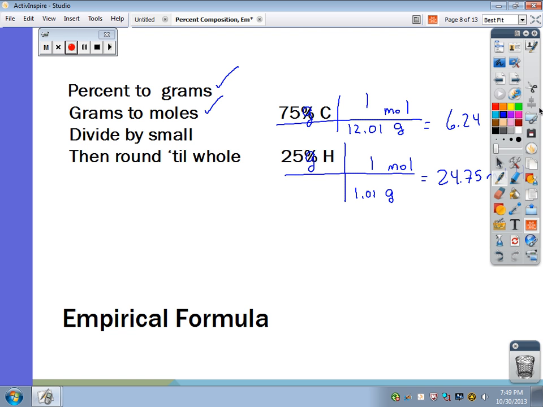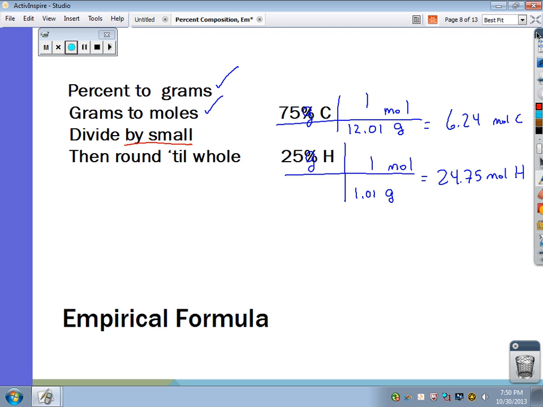My next step, what's it say to do? It says divide by small. That means you look at both of these numbers, the 6.24 and the 24.75, and you ask yourself which one's the smallest. Well, it's 6.24. So I'm going to divide both of these by 6.24. That gives me the answer of 1 for carbon and the answer of 3.97, which I'm going to go ahead and just say that's 4 for hydrogen.